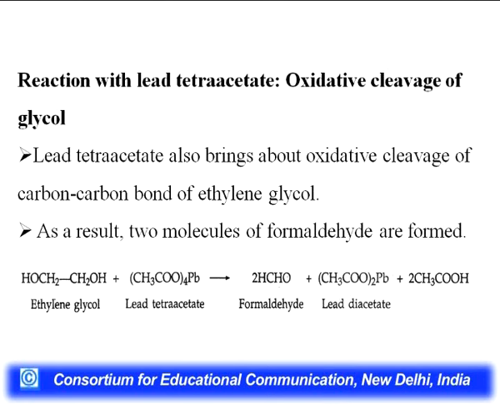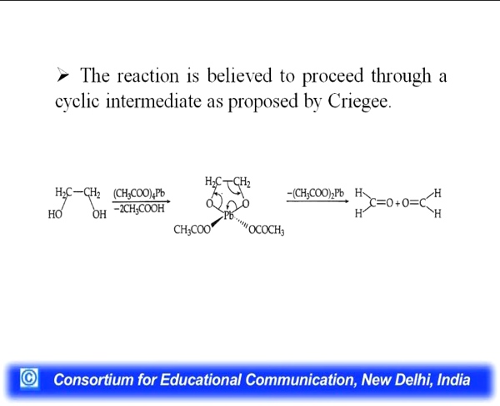In the reaction you can see the ethylene glycol when it reacts with lead tetraacetate, that is (CH3COO)4Pb, it will give you formaldehyde, 2 molecules, lead diacetate, that is (CH3COO)2Pb, and 2 molecules of acetic acid, that is 2CH3COOH. How does the reaction proceed? It is given by Criegee, a scientist.